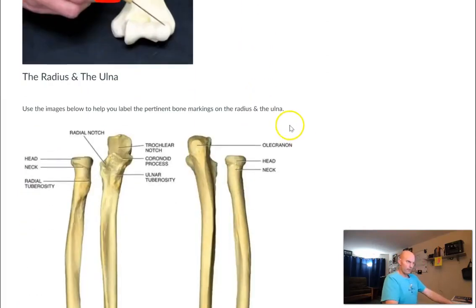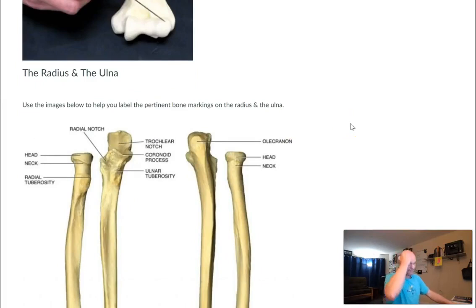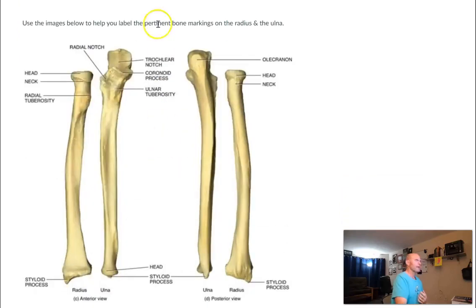The radius and the ulna. Now, the first thing I want to draw your attention to, guys, is here on the left. Underneath the trochlear notch, it says coronoid process. Don't get that confused with the coracoid process because they sound really similar. And remember, the coracoid process is right here in the front of our shoulder.